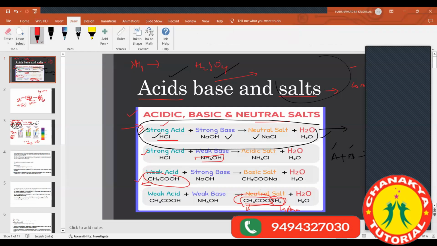So somebody asked, this is acetic acid. This is the name of this: acetic acid. Acetic acid is a very weak acid.